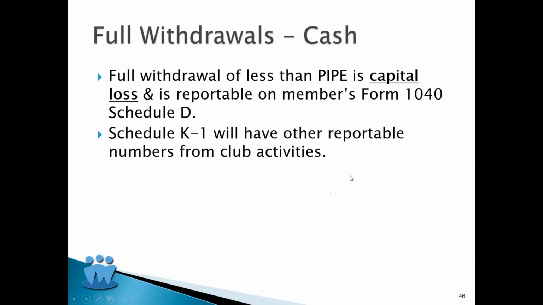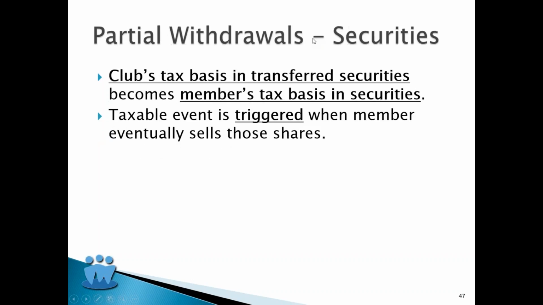In the case of a full withdrawal, if it's less than PIPE, so you withdrew, your club didn't do very well, in other words, and you did a full withdrawal and it was less than you put in, that's a capital loss. So it's important to know that. You can use that to offset other gains that you made. And the Schedule K1 is going to have other reportable numbers from the club's activities.